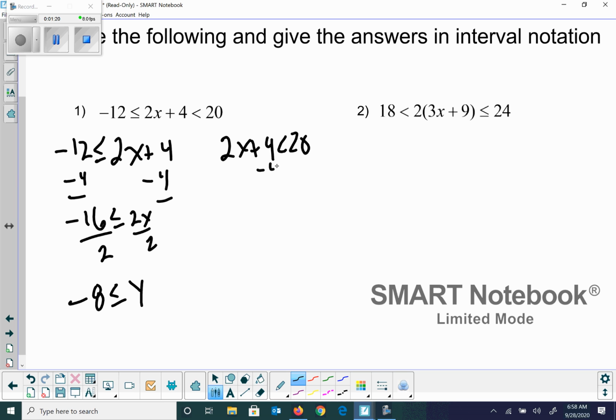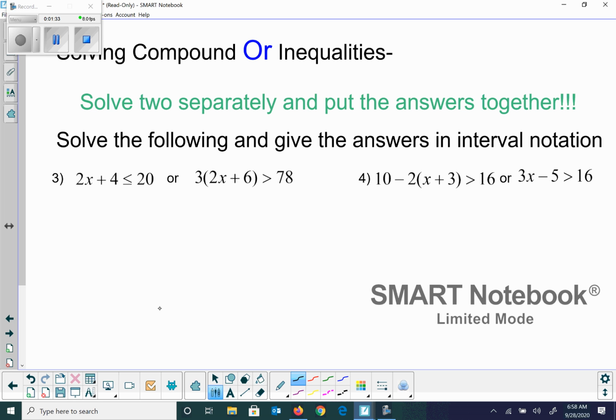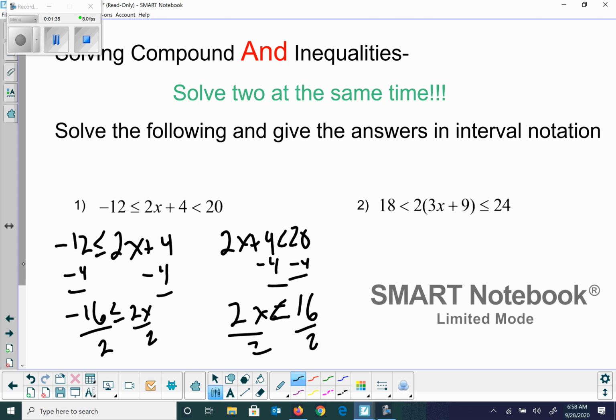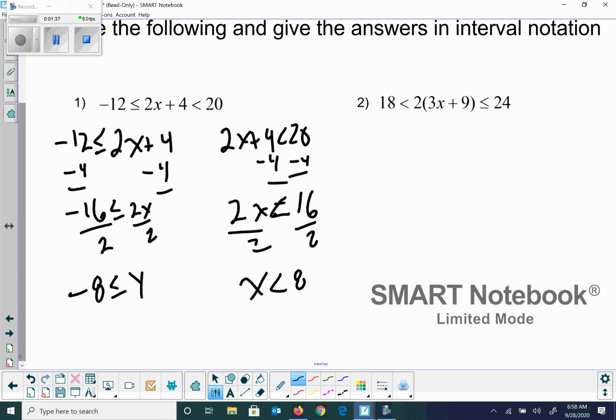And then subtract 4, subtract 4. 2x is less than 16, divide by 2, divide by 2. X is less than 8. So we can put this back together. Oops, I didn't mean to go off screen. So I could put this back together like this if I wanted to. So that's the nice cleaned up version of it.